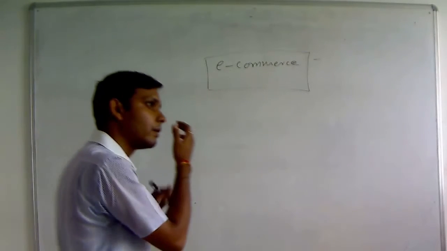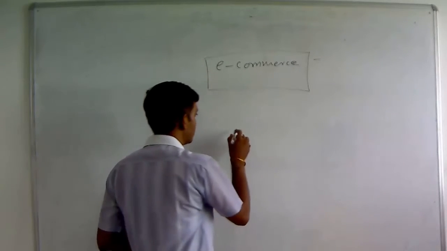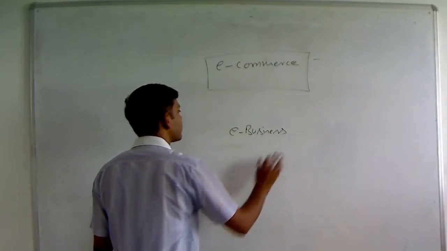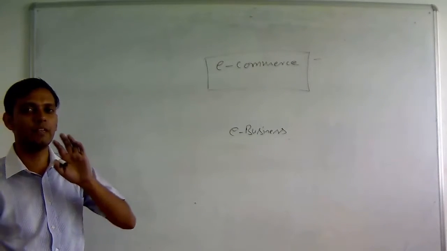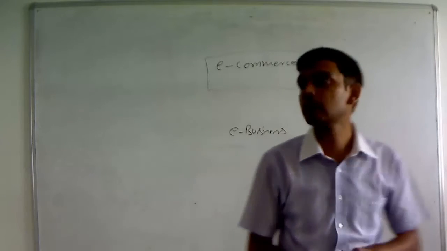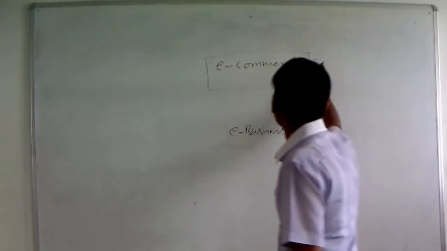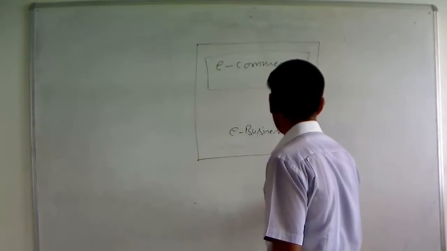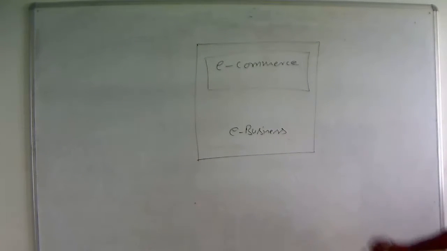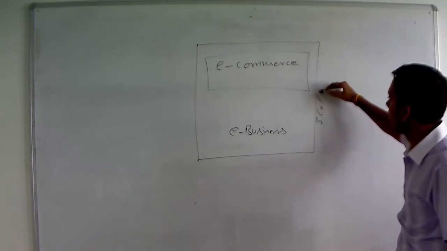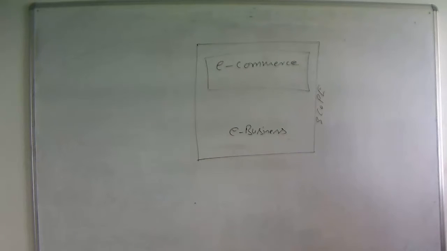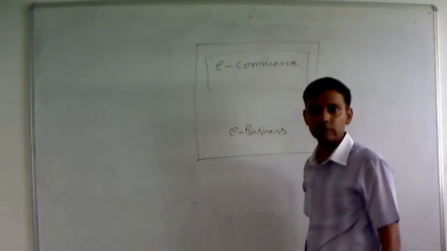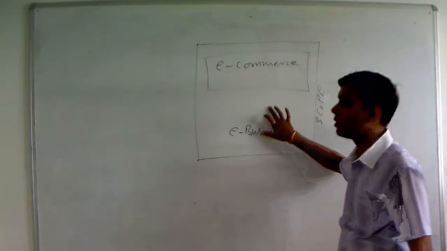Now the basic difference between e-commerce and e-business. Now next is e-business. The difference between e-commerce and e-business is this. The difference of scope. The scope of operation: e-business is much larger than e-commerce. E-commerce is a part of e-business.